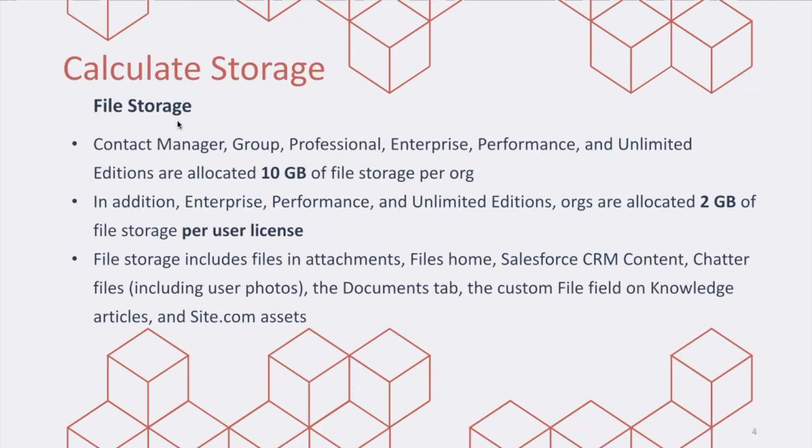For calculating your file storage, for Contact Manager Group Professional Enterprise Performance and Unlimited editions, you're allocated 10 gigabytes of file storage per org. In addition to this, for Enterprise Performance and Unlimited, you get 2 gigabytes of file storage per user license, and that's for the full Salesforce licenses. Your file storage includes files and attachments, files home, Salesforce CRM content, chatter files, including user photos, the Documents tab, the custom file field on knowledge articles, and site.com assets.